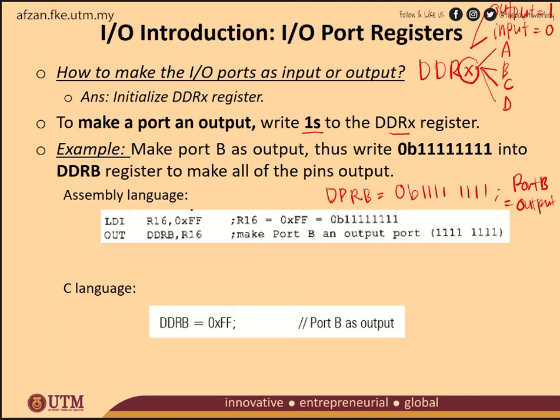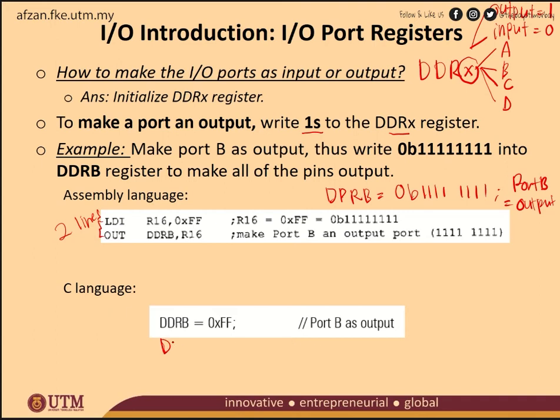This is what we wrote in our assembly language. First, you need to load this number 0b11111111 into your register, and then you need to send out this value from R16 to your DDRB. So you need two lines of instruction in assembly language. But in C language, you only need to write DDRB equal to 0xFF. Automatically, after you execute this line, port B becomes an output port.